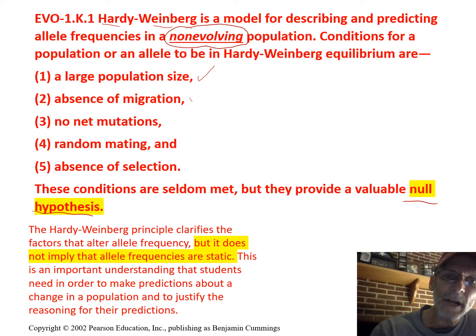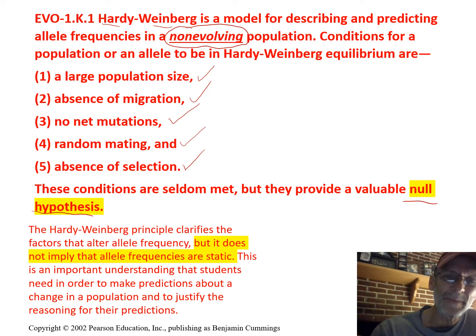There can't be any migration happening. There can't be any mutations happening. Mating has to be random. We'll talk about that vaguely. That's the one we could probably cancel out of here. But there can't be any natural selection going on, right?